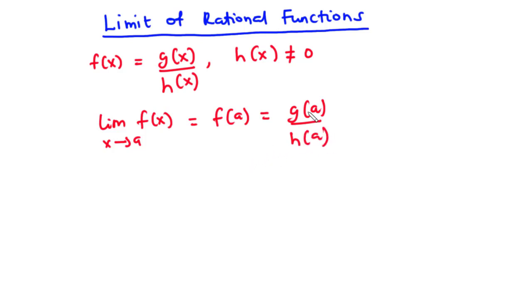Now if the values of g of e and h of e are both 0 or infinity, then we need to manipulate the rational function or reduce the rational function to its simplest form before we plug in the value x is approaching in order to find the limiting value. So to better understand this, let's try to find the limit of a function f of x, given that f of x is equal to x squared minus 4 divided by x minus 2 as x approaches 2.